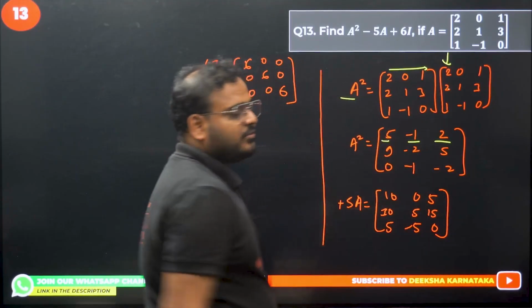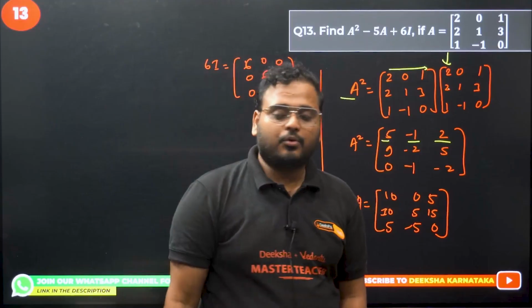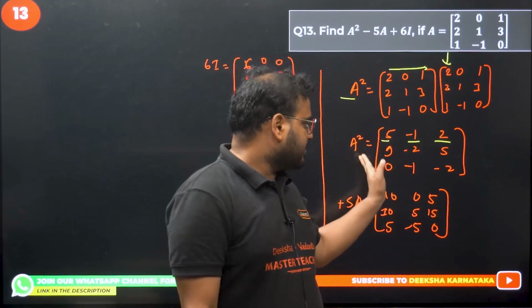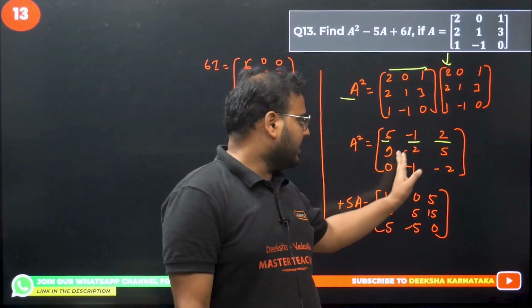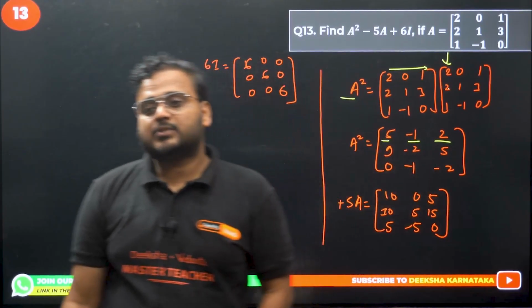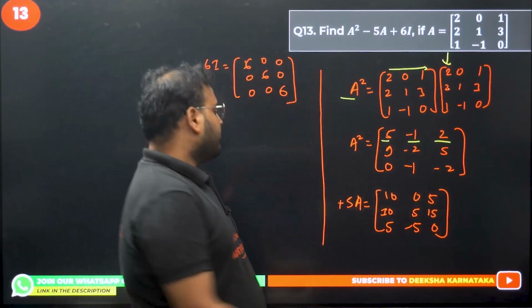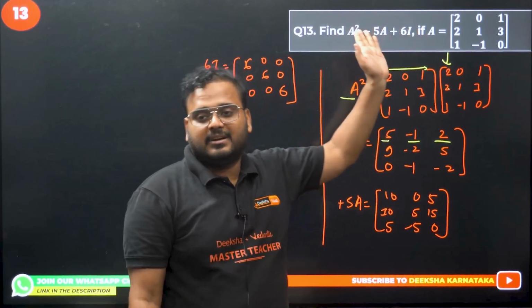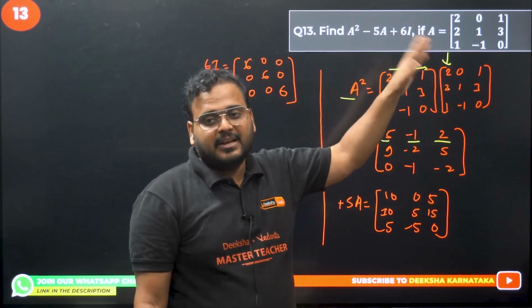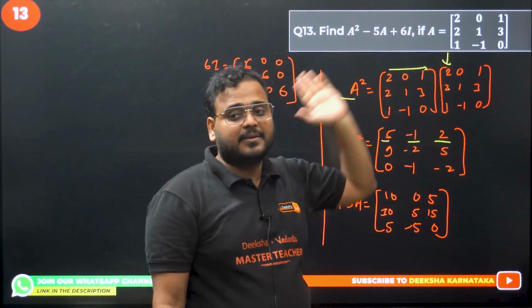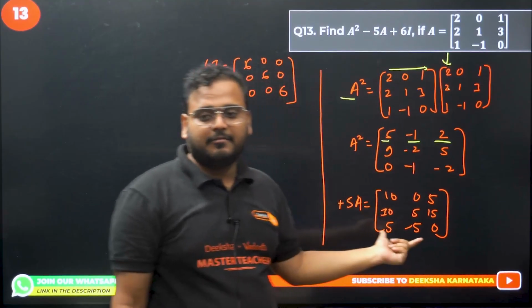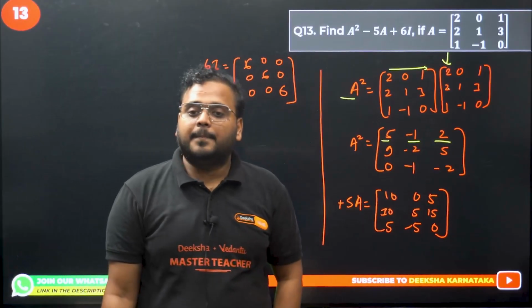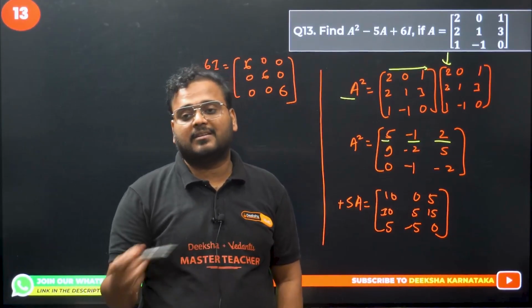Likewise, do the multiplication with the second row and third row to the first, second and third columns. You get the answer as A square equals 5, minus 1, 2; 9, minus 2, 5; and 0, minus 1 and minus 2. For 5A, what do we get? Multiply 5 to the matrix A: 10, 0, 5; 10, 5 and 15; 10, minus 5, minus 5 and 0. I get 5A also. 6I will be what? 6I will be a diagonal matrix with the diagonal value as 6.